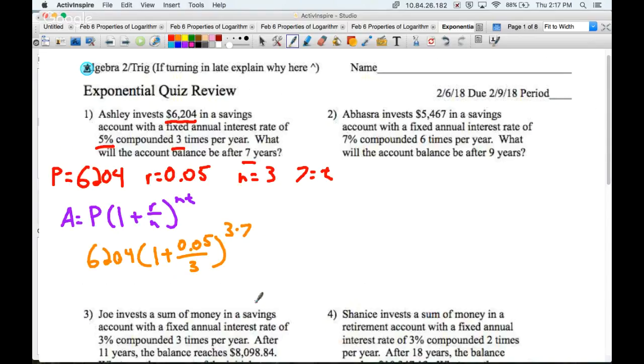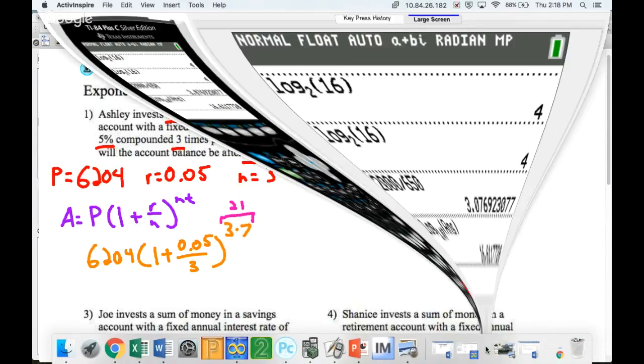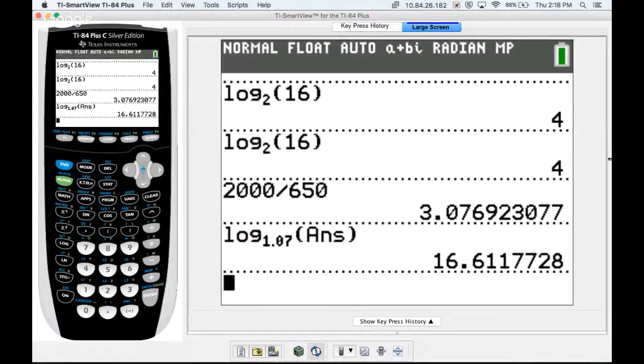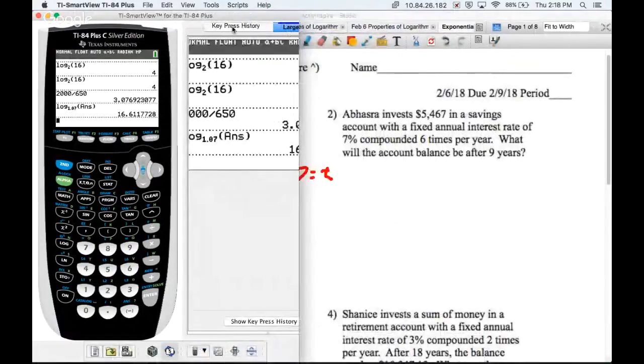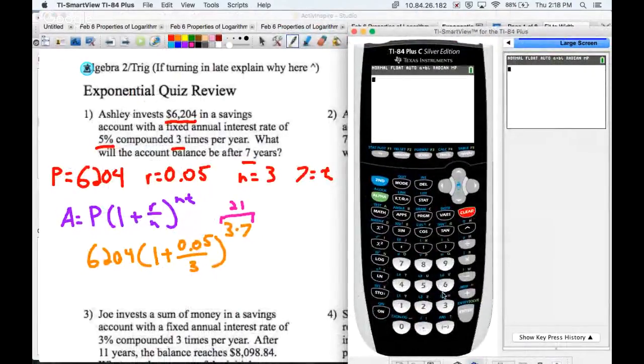Now, I could simplify this down here. An easy thing to simplify would be to make this a 21. But honestly, to avoid mistakes, I should do the simplification steps, but then use my calculator to do the rest. So let's plug this in. We've got 6,204 times 1 plus 0.05 divided by 3, all to the power of 21.